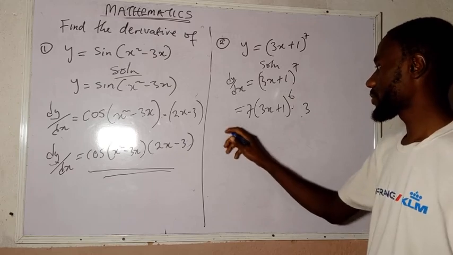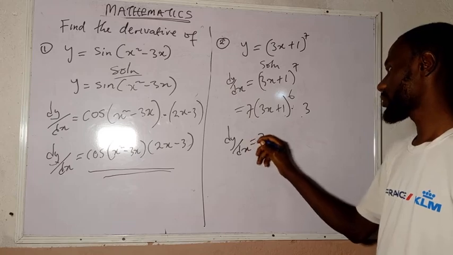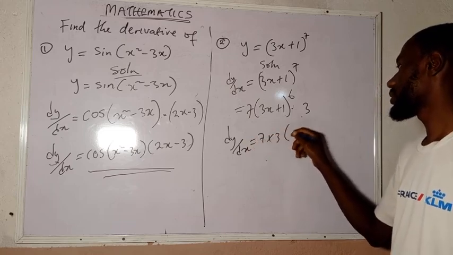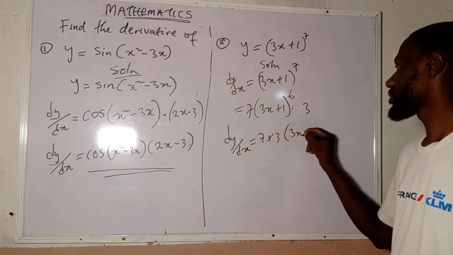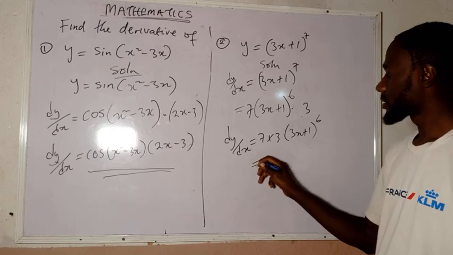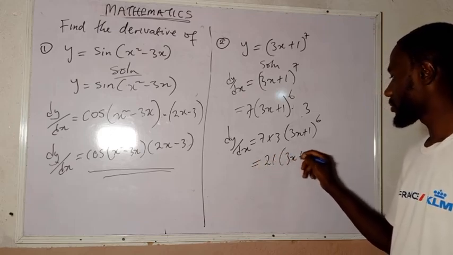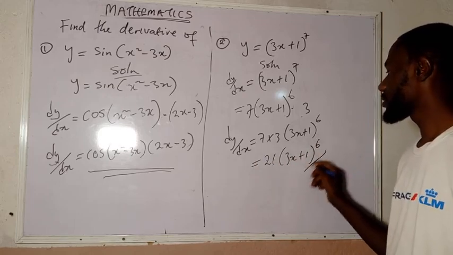Now we have dy/dx is equal to 7 times 3 into (3x plus 1) to the power 6. This is equal to 21 into (3x plus 1) to the power 6.